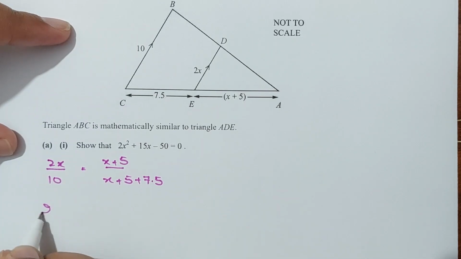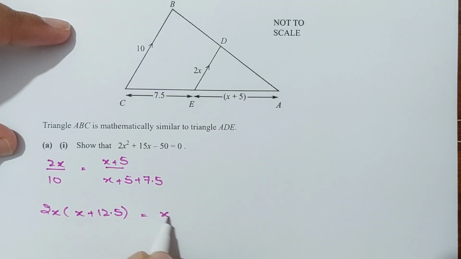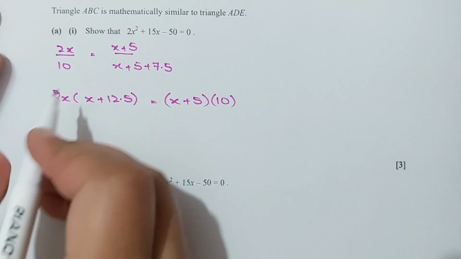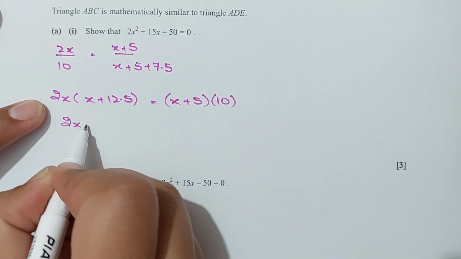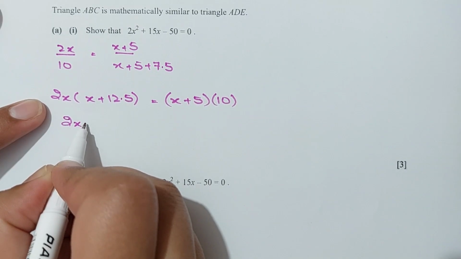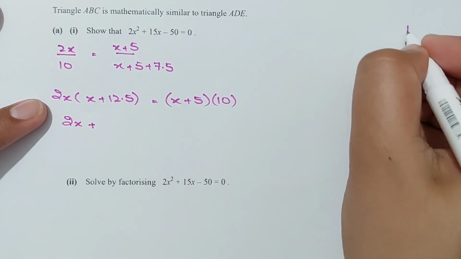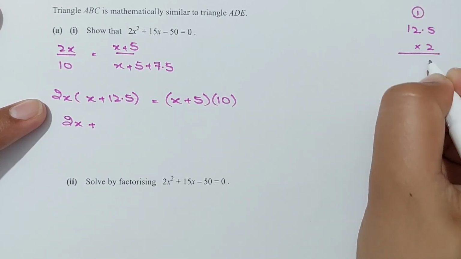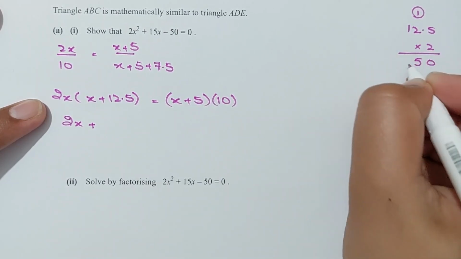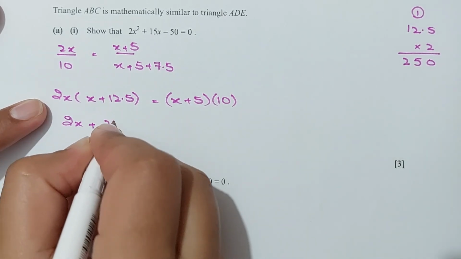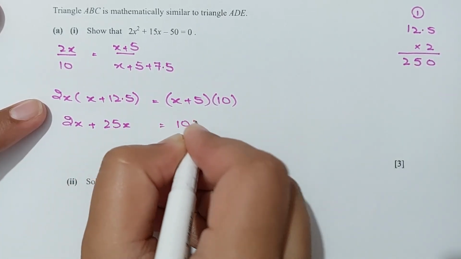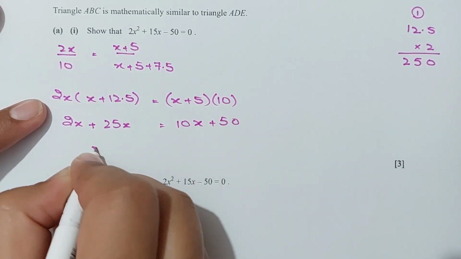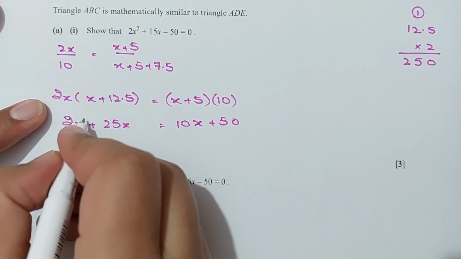Okay, cross multiply. 2x is multiplying with x plus 12.5, and x plus 5 is going to multiply with 10. This is 2x squared, and 2 times 12.5 is 25, so 25x. And this is 10x and this is 50.